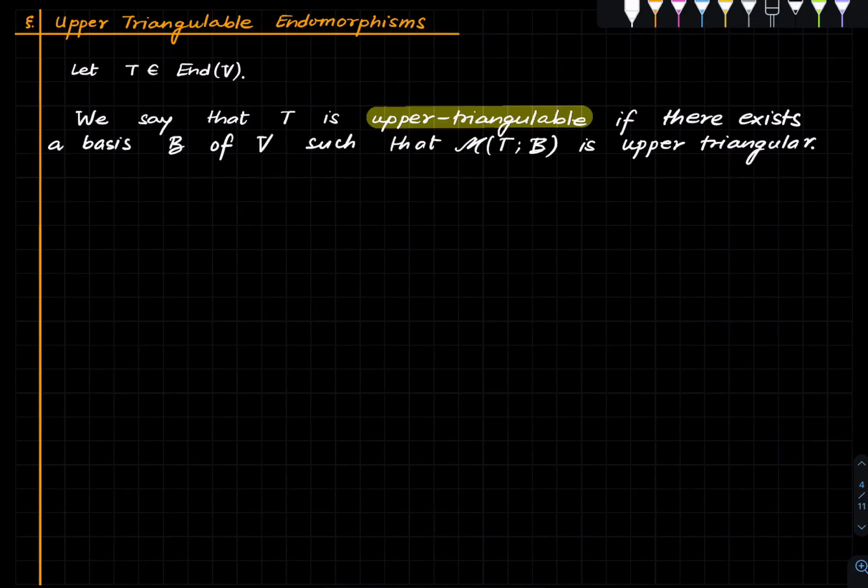So T is upper triangulable if there is a basis with respect to which the matrix of T is upper triangular. Of course, this does not mean that every basis will have this property. If there is one basis with this property, then we declare that T is upper triangulable. Otherwise, if there is no such basis, then T is not upper triangulable. Okay, so I hope the definitions are clear.